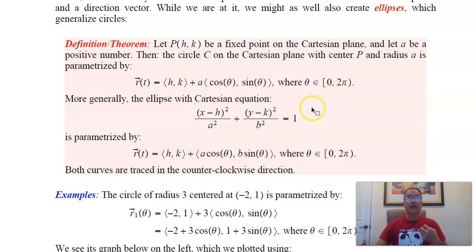A circle can be generalized into an ellipse. So we can think of the ellipse centered at HK, and you have the denominators, I hope you remember your pre-calculus, a squared and b squared, where a and b are non-zero constants, which are different from each other, let's say. If they were the same, you would get back the circle. So the only difference now here is that that coefficient cannot stay outside.